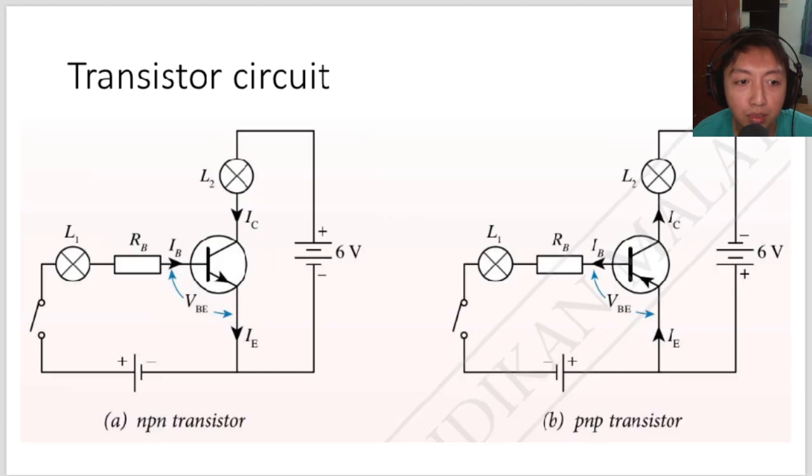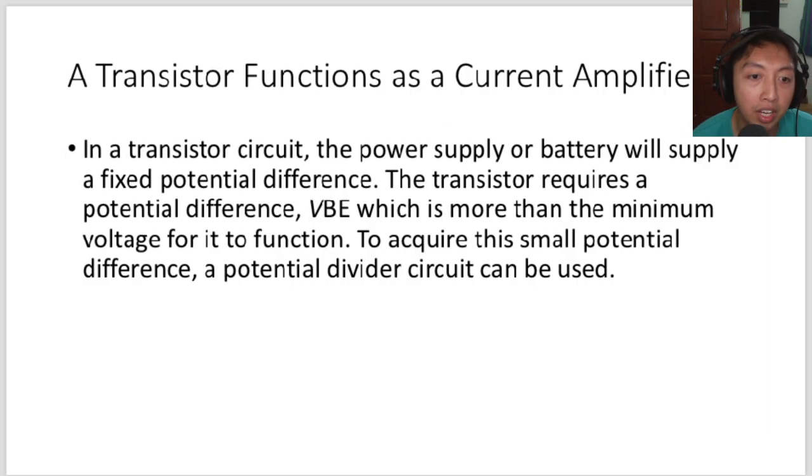So we have to add a resistor, because for a transistor you only need a small voltage, about 0.7, for it to open up fully. And so we usually add resistors.